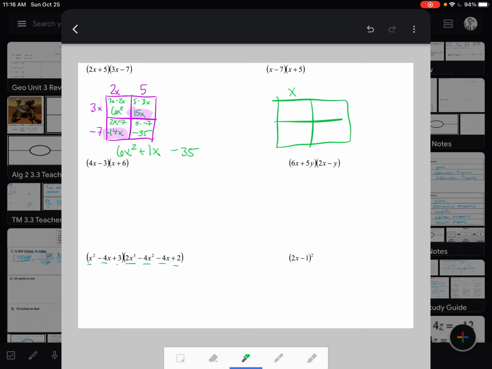So to get us started for our next one, another binomial box, we're going to want to put x and minus 7 on one side, x and positive 5 on the other, and then go through and do the multiplication for each of our edges. And again, don't forget that negative 7, just like I did on that first one. A good example to learn from there.